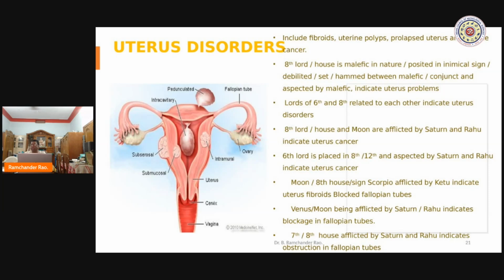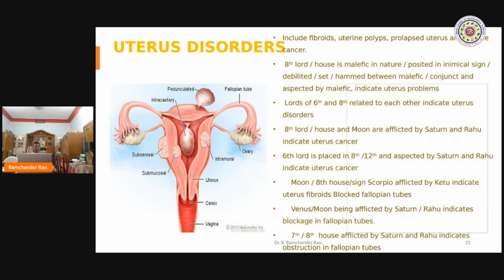8th lord, 8th house and Moon afflicted with Saturn and Rahu indicate uterus cancer. That is very, very important. Rahu is the main karaka. 6th lord placed in 8th and 12th and aspected by Saturn and Rahu indicates uterus cancer. 6th lord placed in 8th and or 12th house and aspected by Saturn and Rahu indicates uterus cancer.